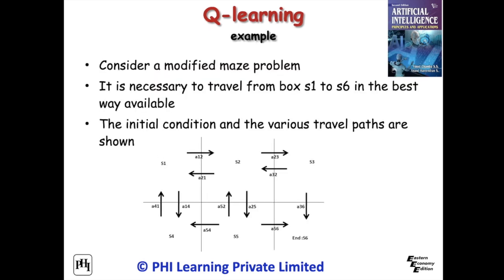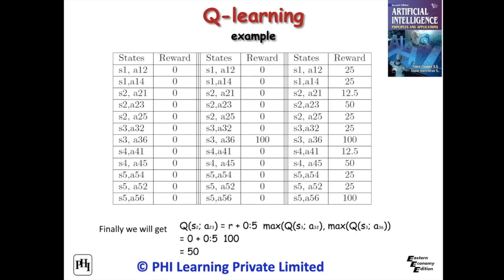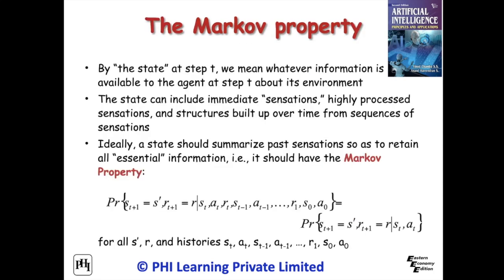Consider a modified maze problem. Here we need to travel from box S1 to S6 in the best way available. The initial condition and the various travel paths are shown in the figure. The reward of 100 is given if it gets to state S6, and 0 otherwise. The relative value of delay versus immediate reward is 0.5. The table shows its rewards.